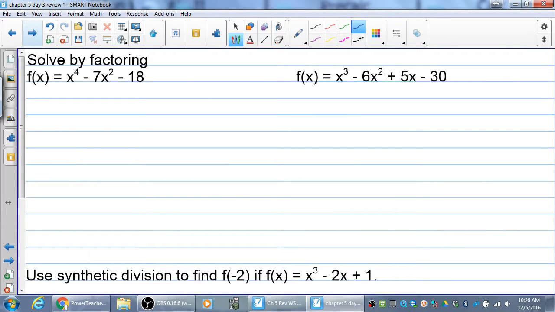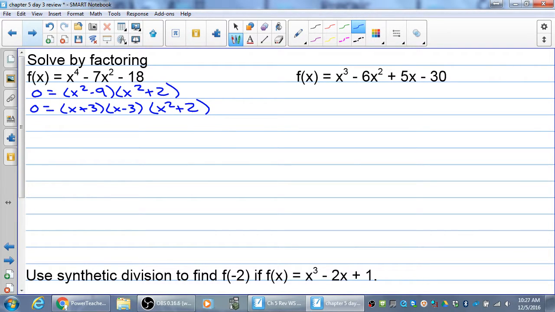Let's move on then. We're going to keep solving by factoring. This is 3 terms. So we have 0 is equal to x to the fourth minus 7 x squared minus 18. Factors of negative 18 that add to negative 7. There we go. I can keep factoring this: x squared plus 2 and x plus 3, x minus 3. But there's no sum of squares factoring. There's a difference of 2 squares, but not a sum of 2 squares. As a matter of fact, the solution to the sum is going to be imaginary.